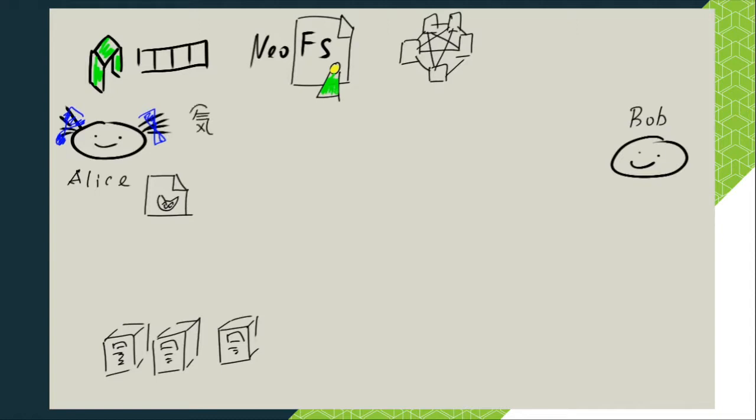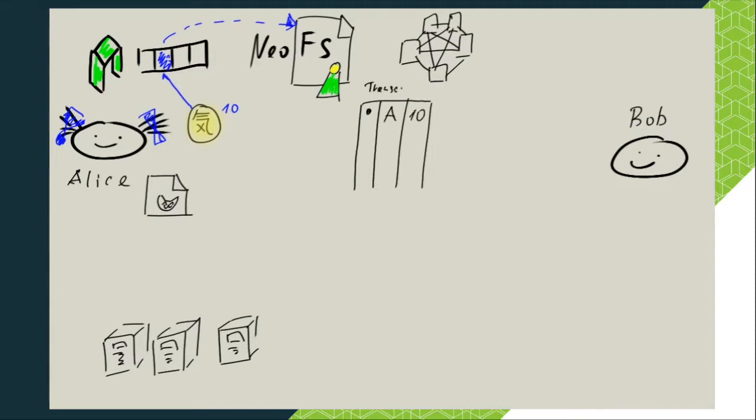Now, Alice wants to store her cat picture. She has 10 gas tokens and transfers them to the NeoFS smart contract address. Inner ring notices this transaction. Because Alice never used NeoFS before, she doesn't have an internal account yet. It will be created automatically. The internal transaction table will now have the information about Alice's deposit of 10 gas tokens, and her balance is now 10 gas tokens as well.